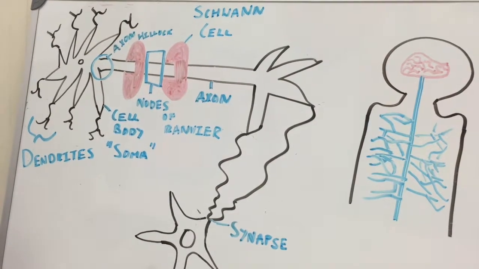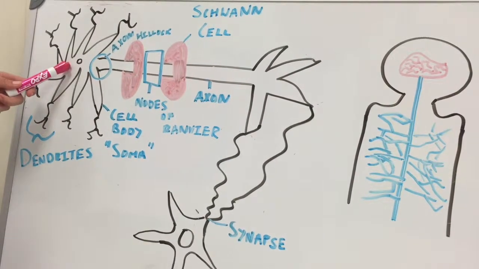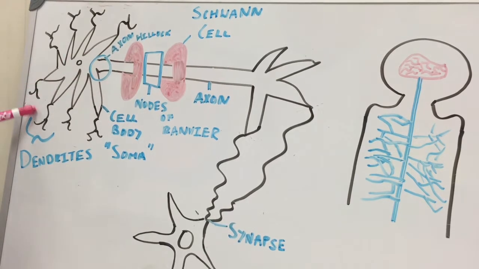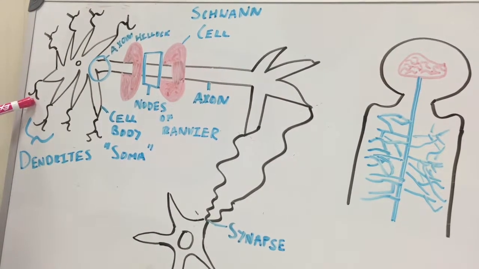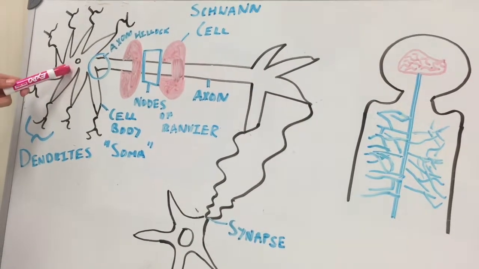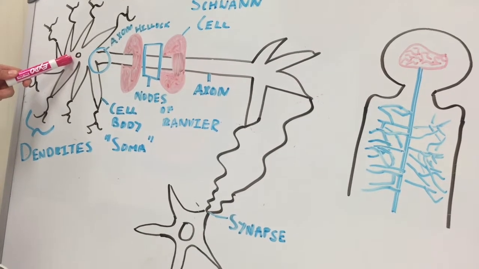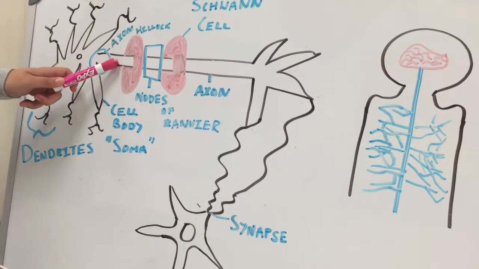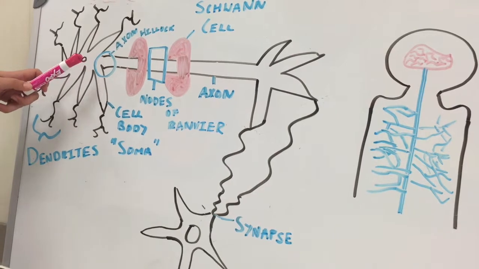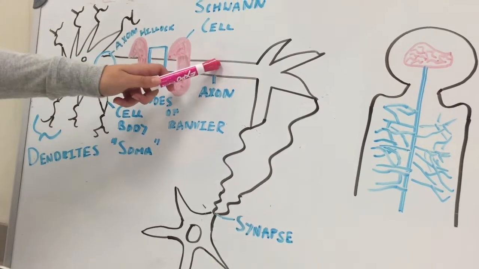There are three main parts of the neuron: the dendrites, the soma, and the axon. The dendrites increase surface area for attachment to endings of other neurons. The soma, or the cell body, processes information received from the dendrites. The axon relays the signal from the soma down to another cell.